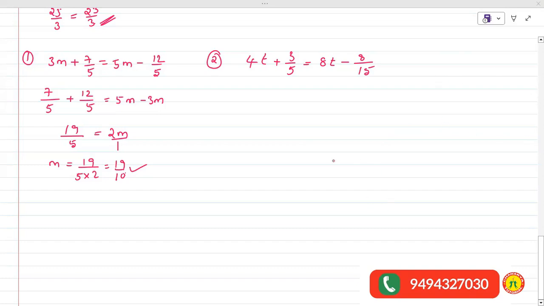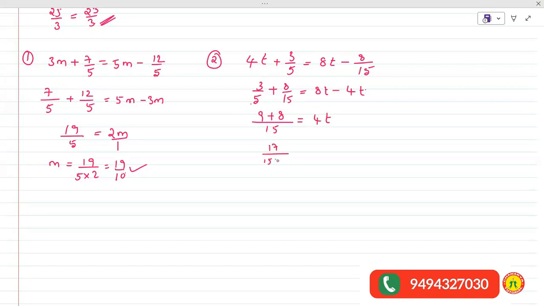Here 3 by 5 is there. The constant term is 3 by 5. Just transforming the variable terms and constants: 3 by 5 plus 8 by 15 is equal to 80 minus 40. Here, the LCM is 15. 9 by 15, 9 plus 8. 5 threes, 3 threes are 9. 80 minus 40 is 40. So 17 by 15 into 4 equals to T. So T equals to 17 by 60. Very good.